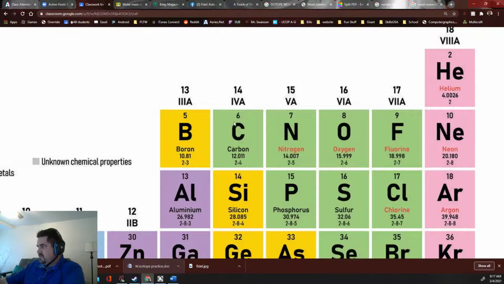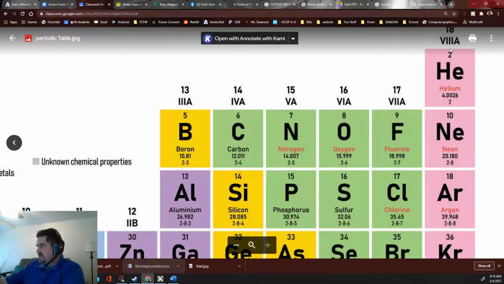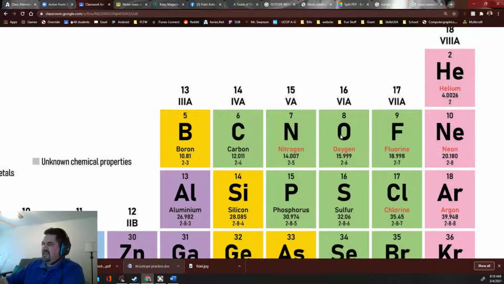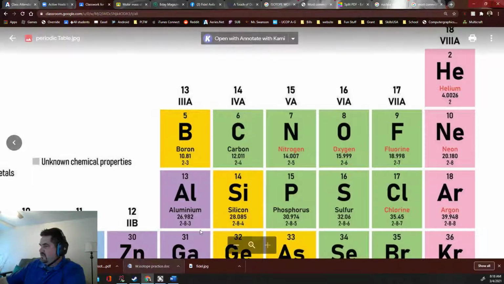See how carbon is number 6 right here? Oh, by the way, the number I was referring to was the number up on top. So if it has 8 protons, it has to be oxygen. I don't care how many electrons it has, and I don't care how many neutrons it has. If it has 8 protons, it's definitely oxygen. And if it has 9 protons, it's fluorine, and so on and so forth.